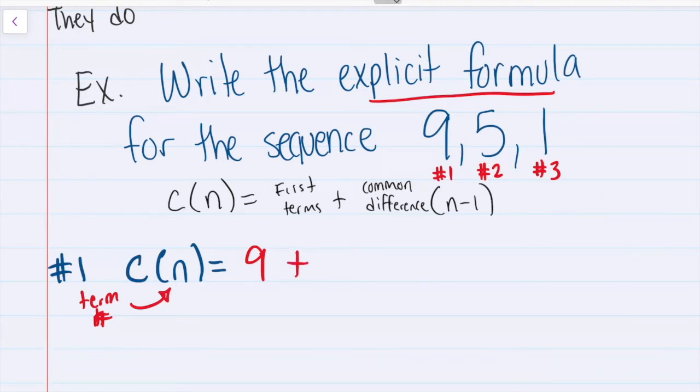Plus, now what are we doing over and over? So from the 9 to the 5 to the 1, didn't we actually have to subtract the 4 over and over? Subtract the 4? Yeah, so instead of putting a plus, you could say plus negative 4, or play it safe, minus 4, parentheses, n minus 1. And that's basically how you write the explicit formula.